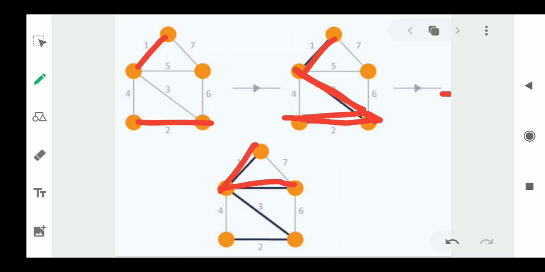So first one is 1. After that we have taken 2. After that I have taken 3. After that I have taken 5. This is the thing I have got, right? Now, is there any other edge after that?